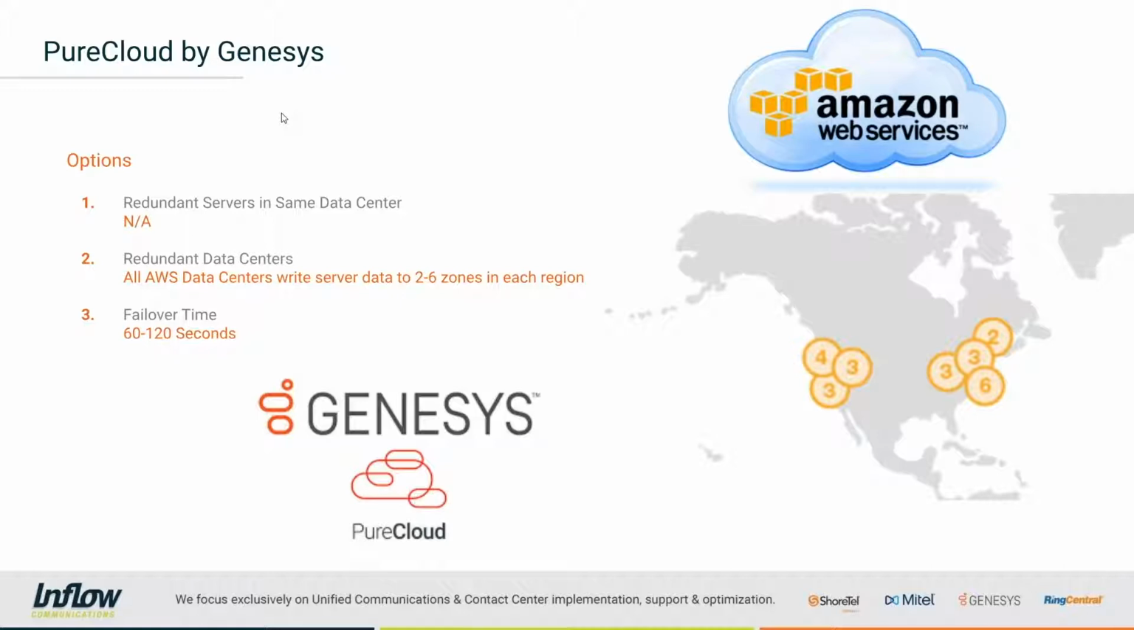With Amazon, their failover time though is a little bit higher. They average between 60 and 120 seconds for their failover between zones inside of each region. So they have similar technology to Google in how they're doing it, but their failover times are a little bit higher than what Google's reporting when they fail over between data centers.